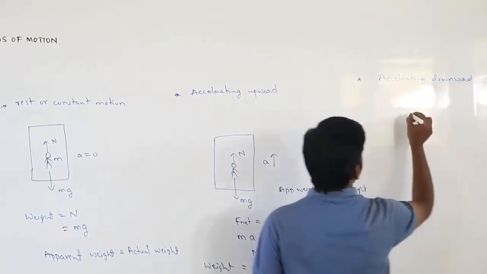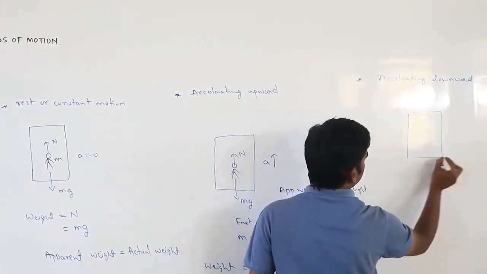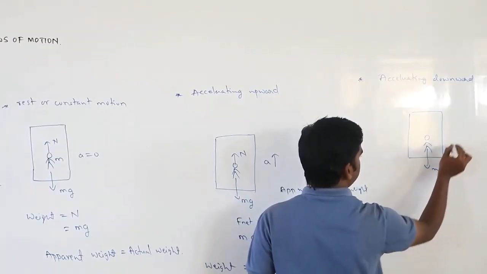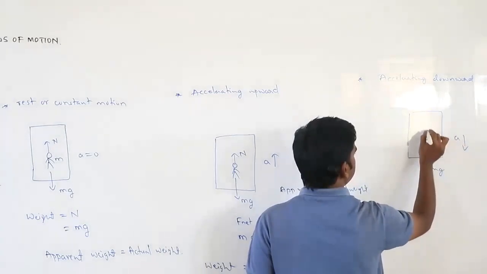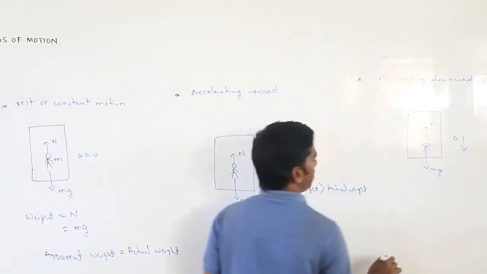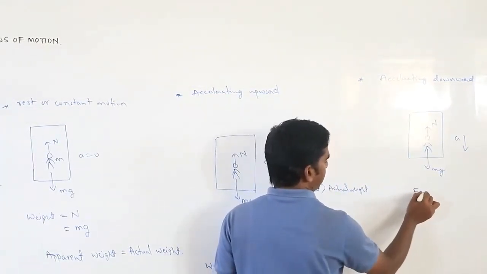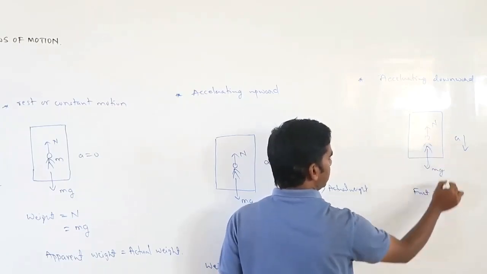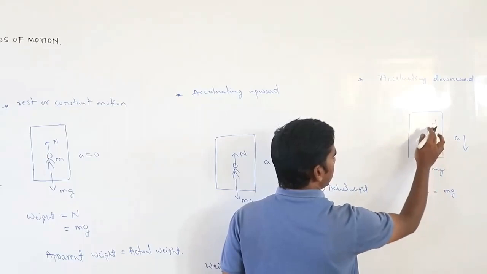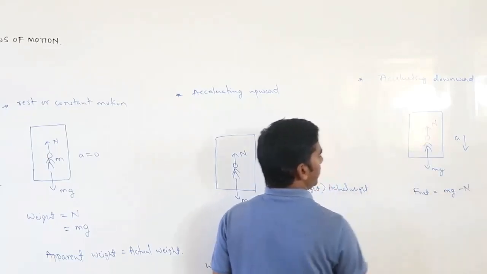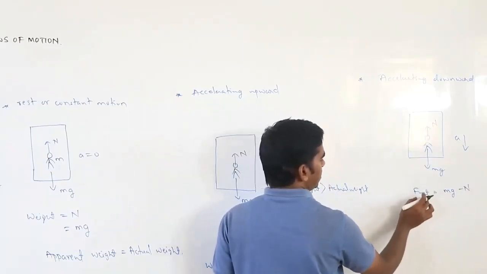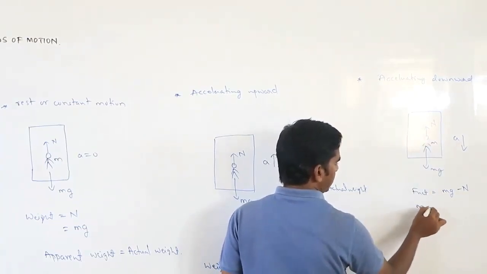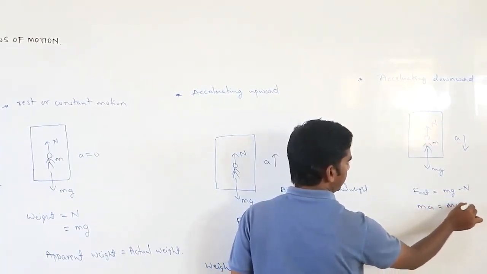Accelerating downward means, so what is this? You are standing over here, your weight is mg, acceleration is in downward direction. This is the normal acting. Now F net is equal to mg, since it is coming downward mg may be greater, mg minus normal. So what is the F net? Mass of this person and acceleration, so m into a equals to mg minus N.